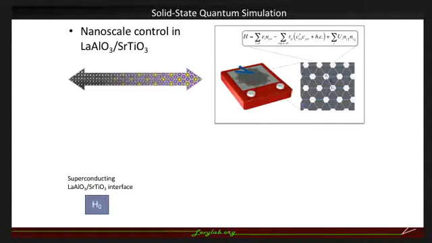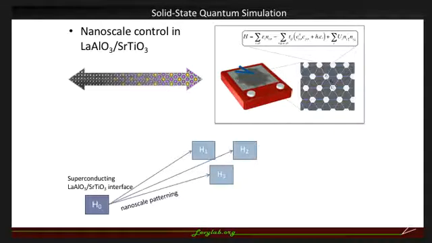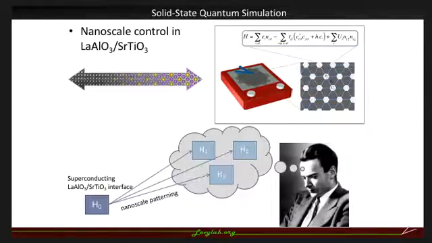So again, we take this unperturbed interface, which is naturally superconducting, and then we can perturb it by adding this nanoscale patterning and perhaps undergo quantum phase transitions into new states. So here you see Feynman dreaming about this idea of quantum simulation. And so we've begun our work by focusing in one dimension because it's more theoretically tractable.